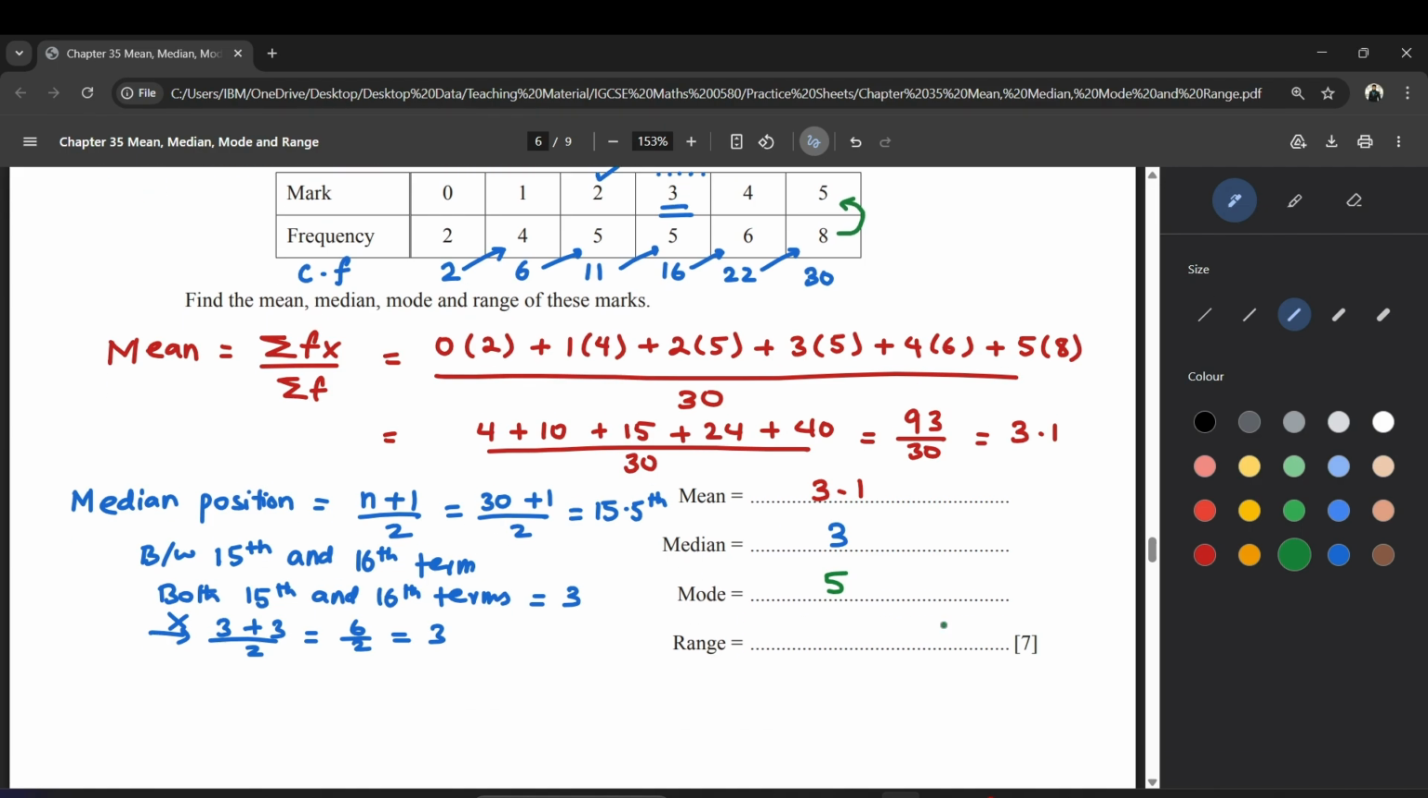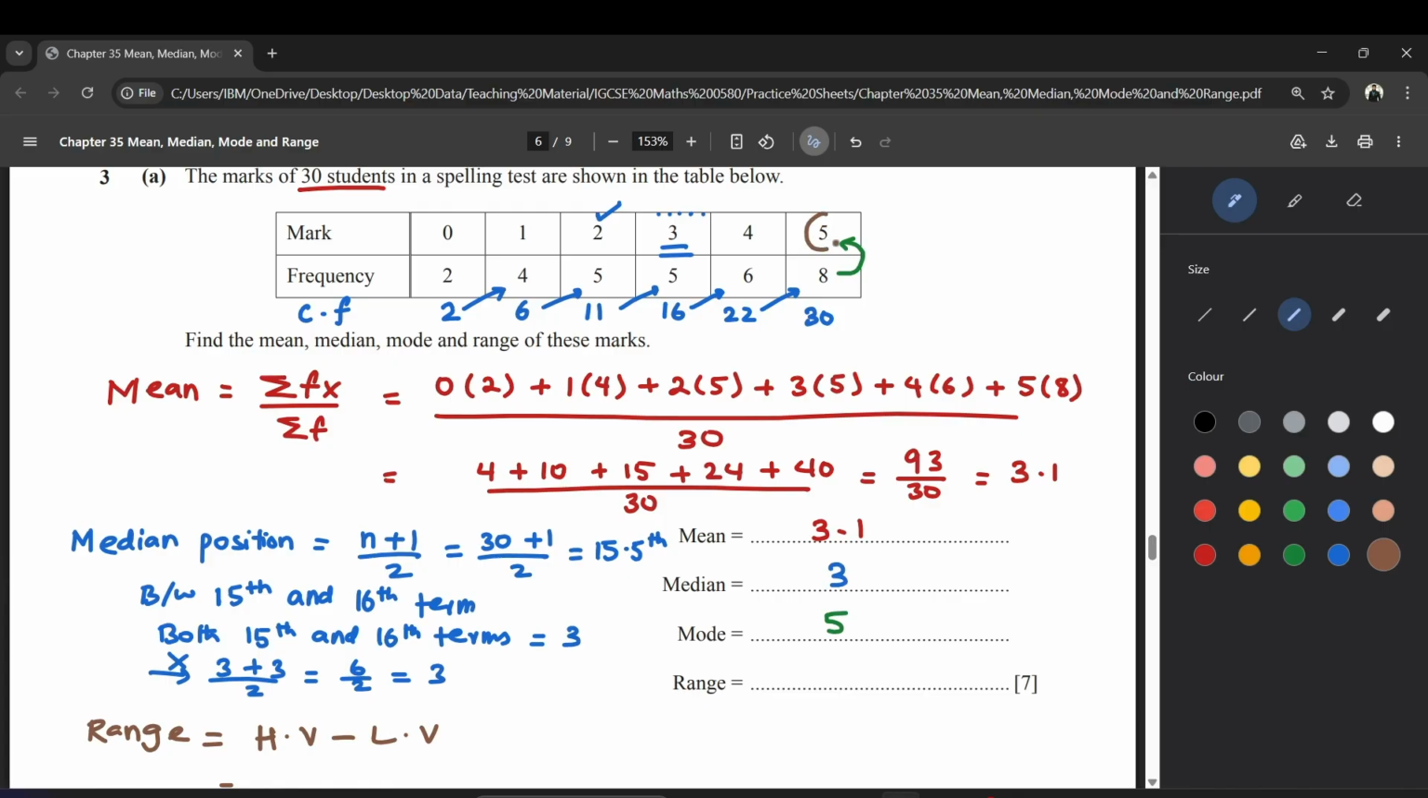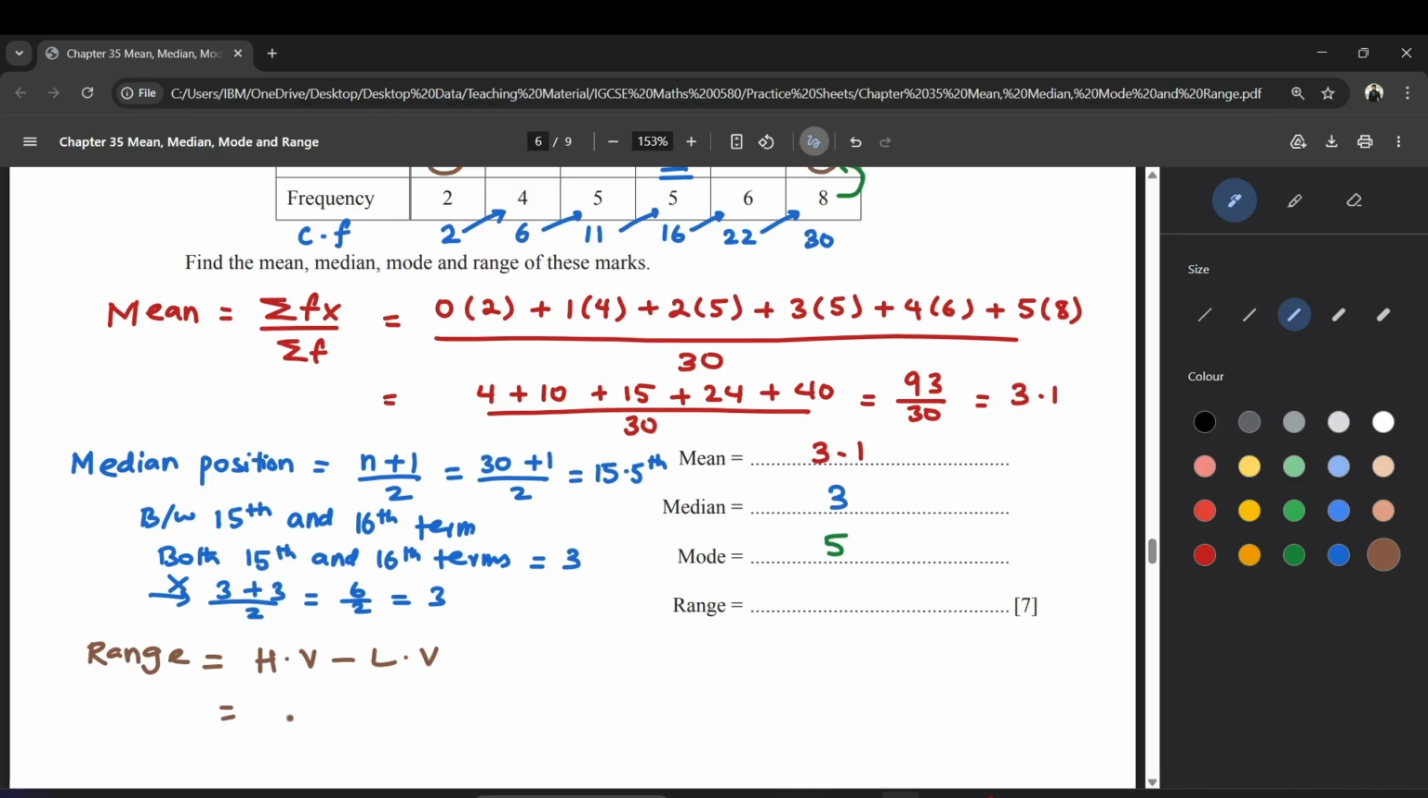Now we need to find out the range. Range is given by subtracting the highest value minus the lowest value. The highest value is 5 throughout our data set, and the lowest value is 0. So we have 5 minus 0, which is equal to 5.